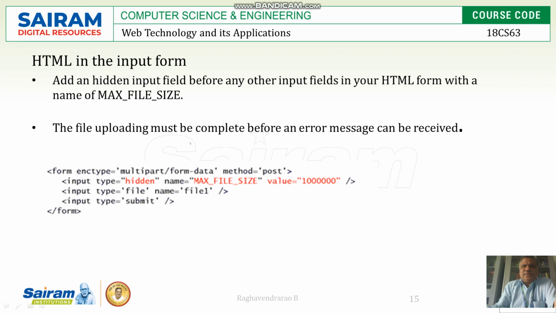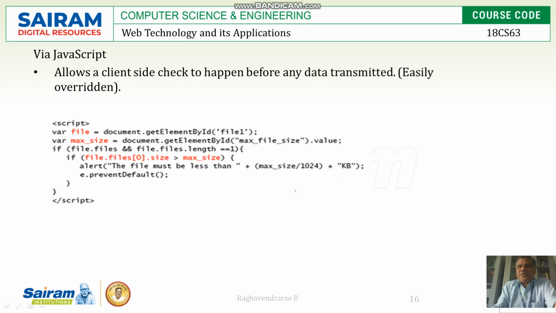When you are going to use an HTML file for the upload, you can write it like this. The form enctype is multipart/form-data and the method is POST. The input type is hidden, and the name is MAX_FILE_SIZE, which you have to specify. Then the input type is file, the name is file1, and submit. So when you use HTML, this is the format you use. If the file is more than this value, an error is going to be raised.